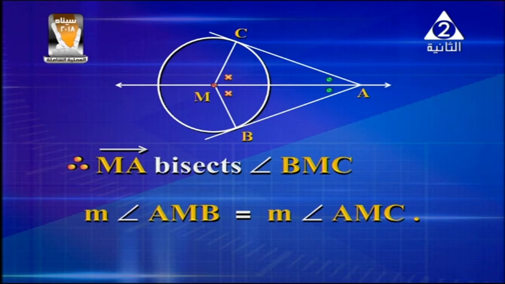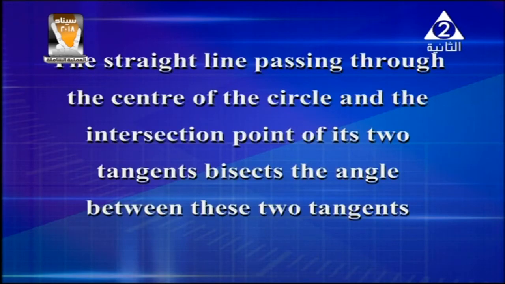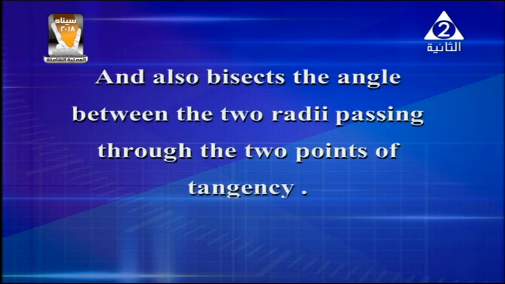This will lead us to what? This will lead us to that the straight line passing through the center of the circle and the intersection point of its two tangents bisects the angle between these two tangents. And also it bisects the angle between the two radii passing through the two points of tangency.